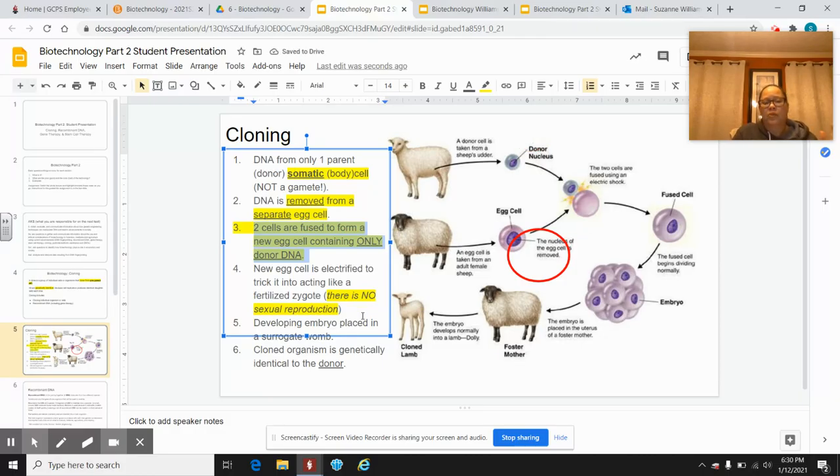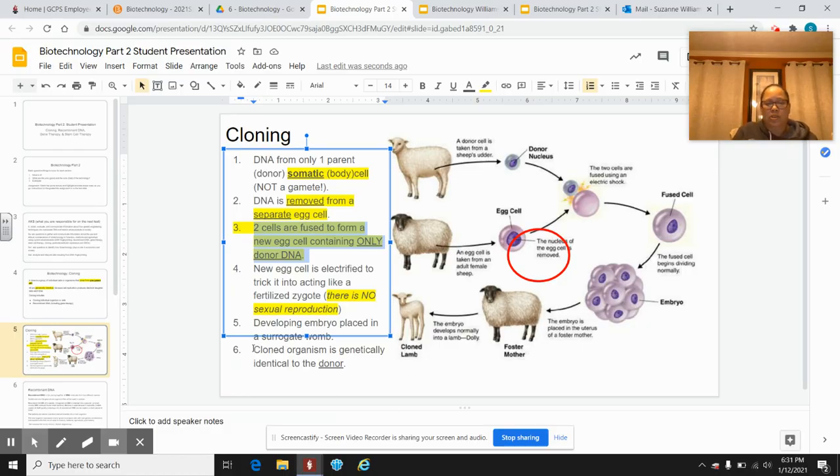Okay, so then they take the developing embryo, it starts to act like an embryo, it starts to divide. It's placed in a surrogate womb of a different sheep, and eventually it develops, it gives birth, and voila, we have Dolly.